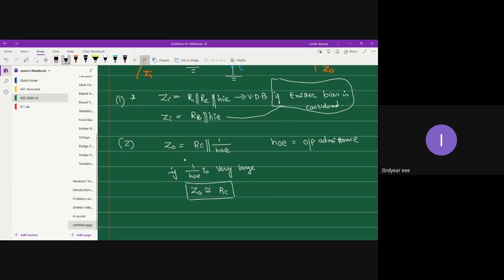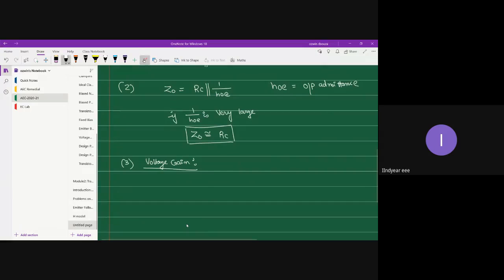You will find similar terminologies. Against HIE in the RE model, you may have beta RE. That's all. And against 1 over HOE, you may have R naught in your RE model. The third one is voltage gain. Only you have to replace the transistor parameters. Everywhere you have to write h parameters.